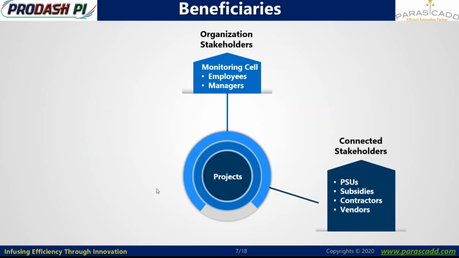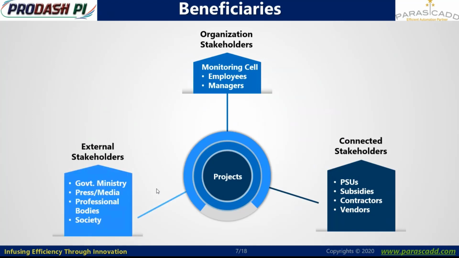Other beneficiaries are the associated stakeholders, such as other public sector companies or the organization subsidiaries itself. There could be contractors or vendors who are associated with an organization. Other beneficiaries are the external stakeholders. Now these stakeholders could be like a government ministry who are supposed to get the progresses through this ministry monitoring or through this sector monitoring cell.